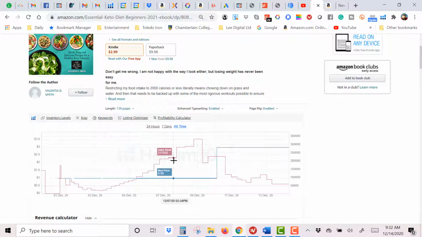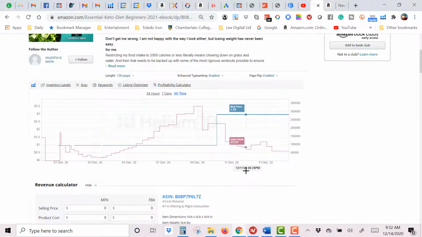Helium is going to automatically analyze if there's a sufficient amount of data. The only thing I don't like about this book is that it has been published very recently, so we don't have 30 days, 60 days, or 90 days of data. So I'm just going to introduce Helium to you here. And here it is, and you can see that the book came out sometime around November 30th.